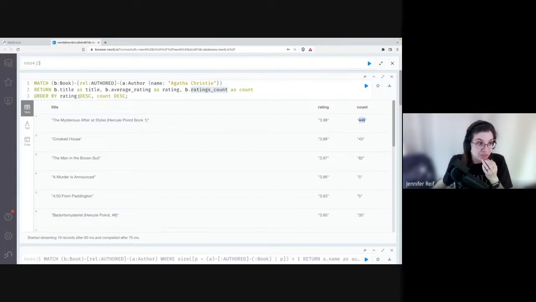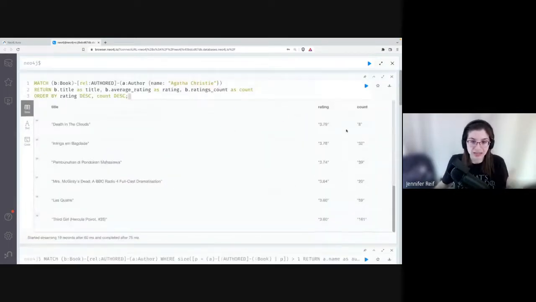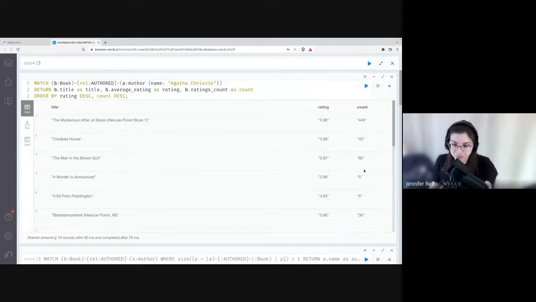Then we're ordering by the rating. So pull the top ratings in descending order, so top to bottom. And then after we've organized by rating, we want to organize by count. So for instance, these two books here have the same rating. So we want to put the one that has more reviews at a higher place in line, if that makes sense. So we're aggregating based on multiple criteria that we can specify. So now we're able to see her highest rated books to lowest, and the number of reviews each one of those got as well.